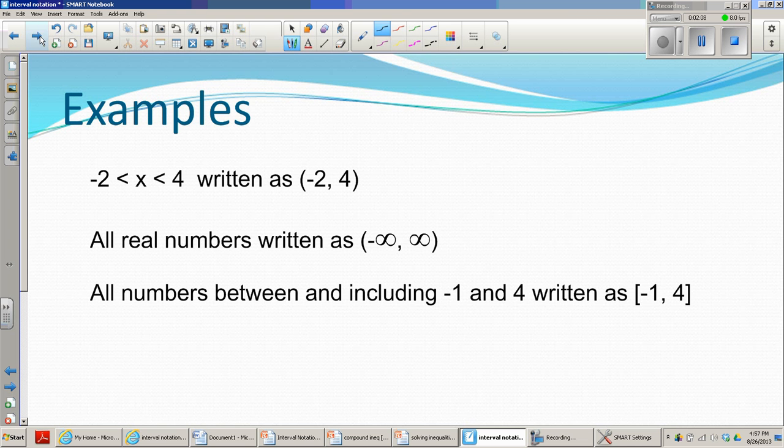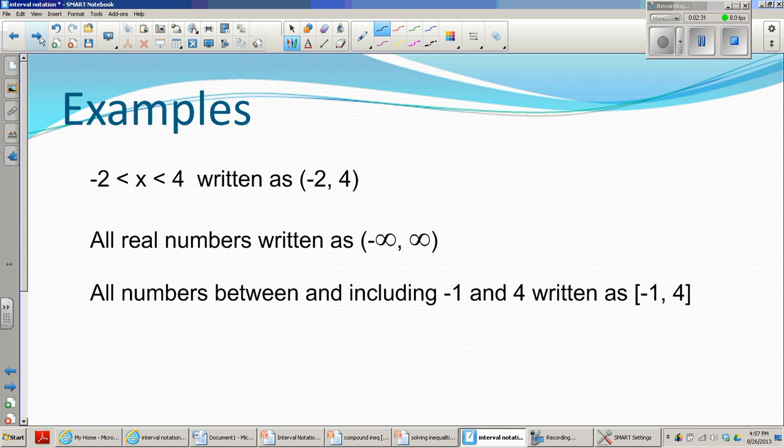Here we have negative 2 is less than x, which is less than 4. We write that smallest value negative 2, largest value 4 with a comma in between. We're going to have parentheses on both because it's just less than. If we have less than or equal to, we would have a bracket.